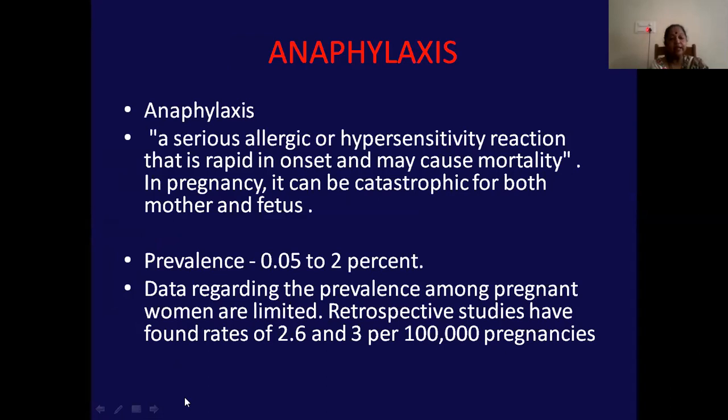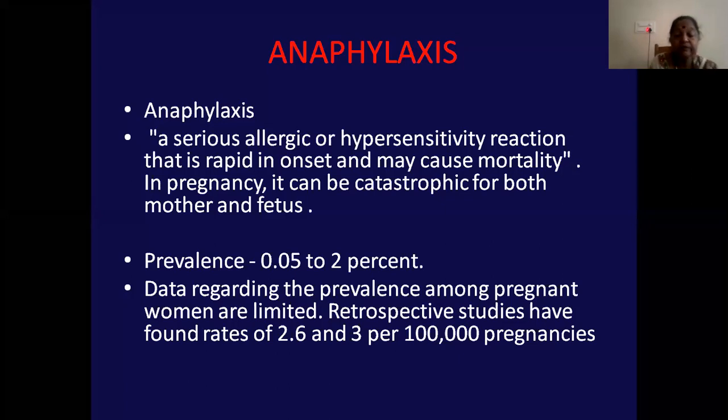Now, one thing about anaphylaxis. What is anaphylaxis? This is a serious allergic or hypersensitivity reaction that is rapid in onset and may cause mortality in pregnancy. It can be catastrophic for both mother and fetus. Though the prevalence is only 0.05 to 2%, you should always be aware of anaphylaxis. Retrospective studies have found rates up to 2.6 to 3 per 1 lakh women, with one maternal death due to a reaction to drugs. It is very, very dangerous.